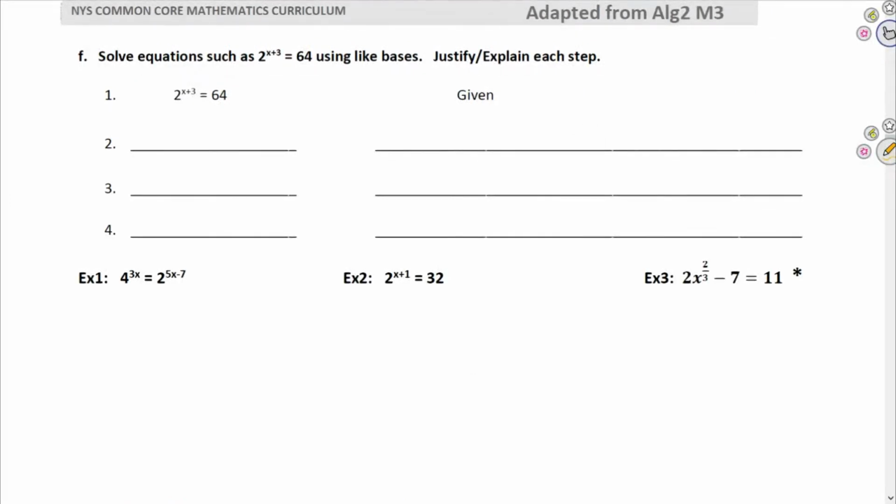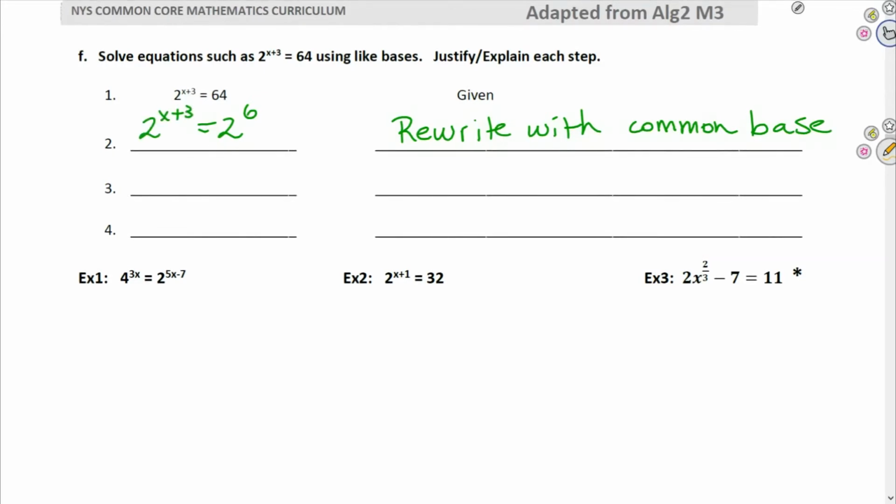Okay, we'll put that into steps for you if that's helpful. So I'll solve this. 2 to the x plus 3 is equal to 64. So I'll first rewrite with a common base. In this case, that base is going to be 2. So again, 64 is 2 to the 6th power, so I'll write it with the same base, and I have 2 to the x plus 3 is equal to 2 to the 6th power. The next thing I'll do is set exponents equal to each other. So x plus 3 is going to be equal to 6.